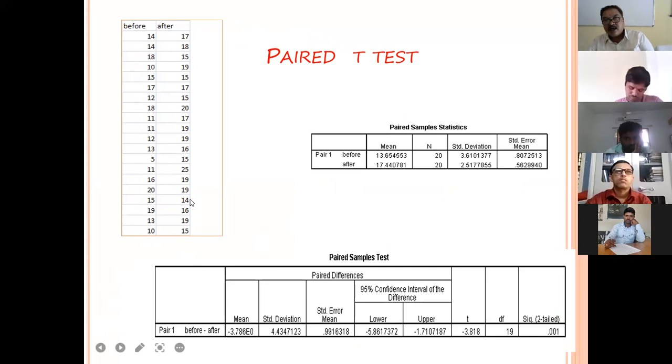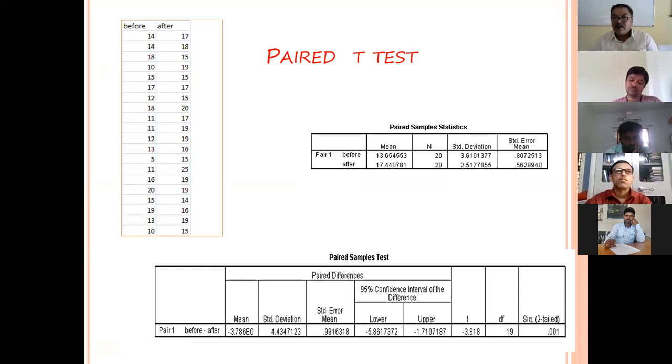A teacher conducted a test. First he conducted a test for 20 students, and the students scored like this. After some time, he gave some training to the students and also conducted a test, and the marks are there.